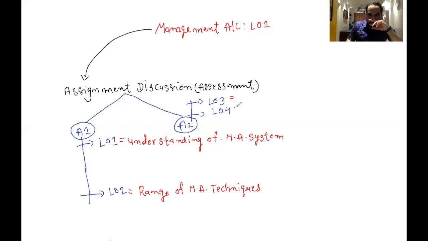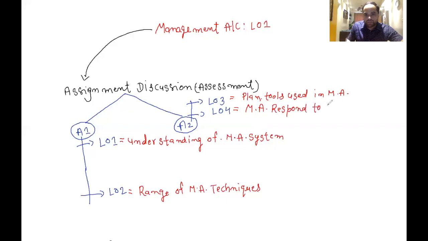Learning outcome three is mainly about planning, controlling and decision making. In other words, planning tools used in management accounting. And learning outcome four is responding to financial problems. If a company is going to face any kind of financial problems, how, as a management accountant, are you going to respond to it? So learning outcome four is a management accountant responding to financial problems.